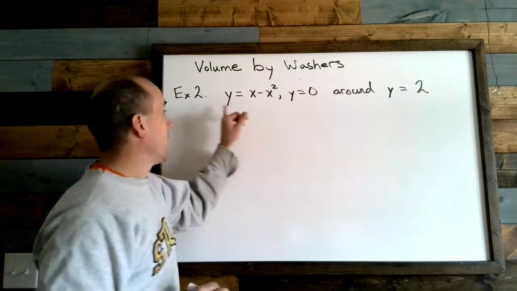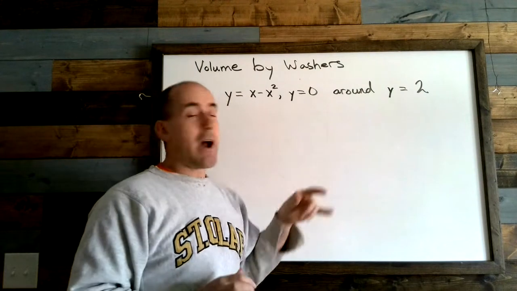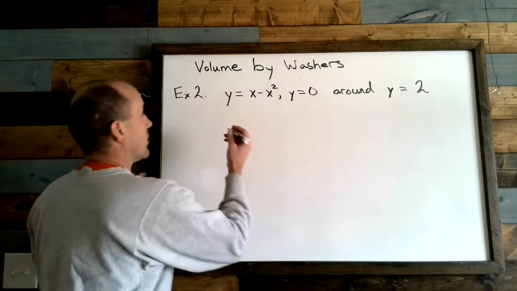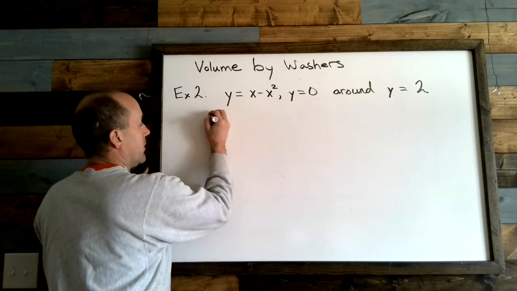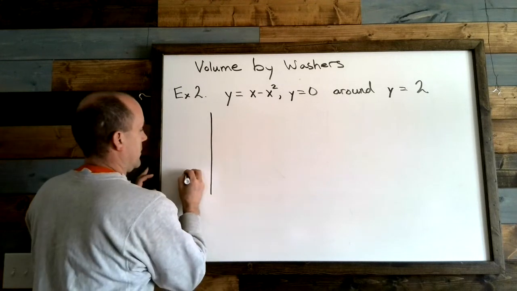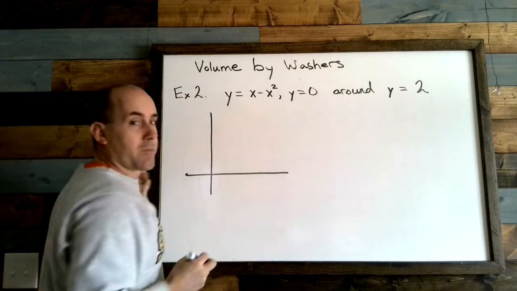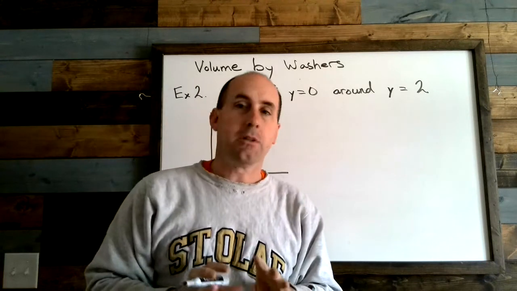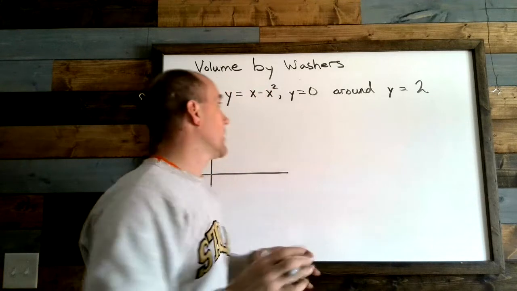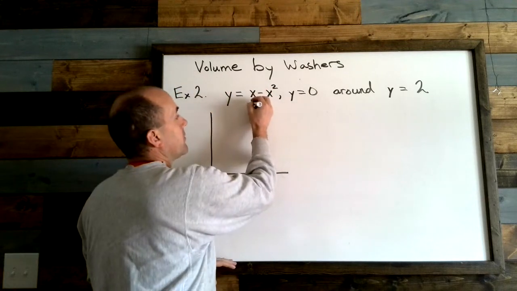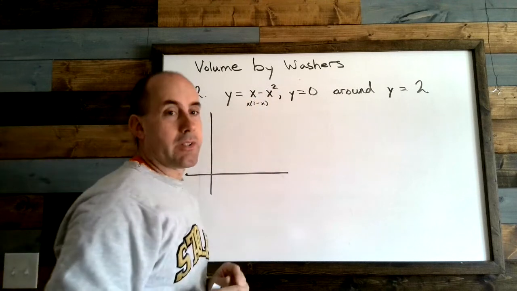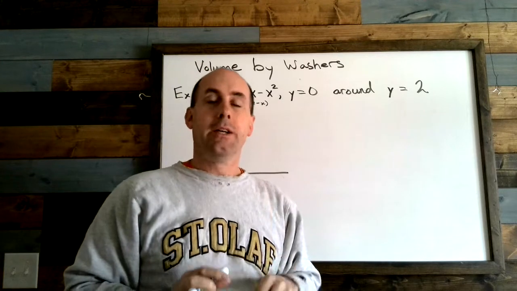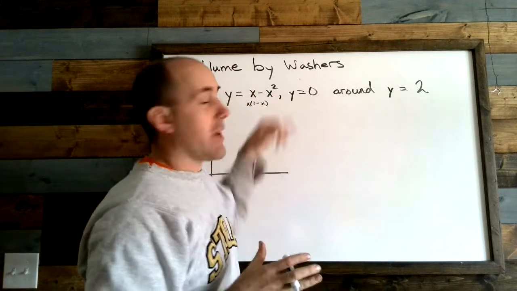We're going to take a look at y equals x minus x squared and y equals 0. We're going to revolve that around y equals 2. So again, let's take a look at our shape here. X minus x squared, what we know about that shape is it makes a parabola. One way in which we can learn a lot more about it is if we just factored it to x times 1 minus x. We could see in that situation that it's going to cross the x-axis at 0 and at 1. And it's downward because you have a negative x squared.